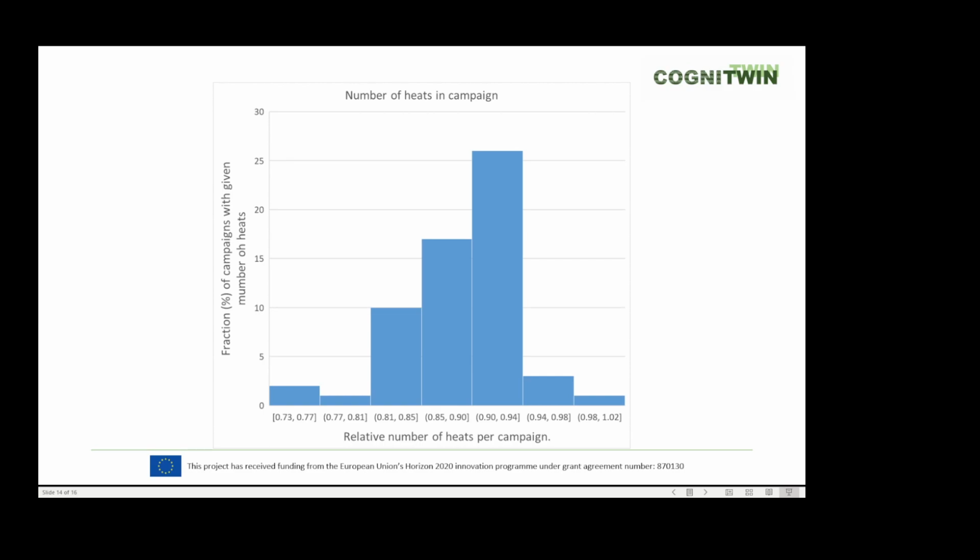And it's been thought that to make a model, the campaigns with a few heats should be taken away because they are outliers. But we found that our model could predict equally well both the campaigns with low number of heats as for the high number of heats.